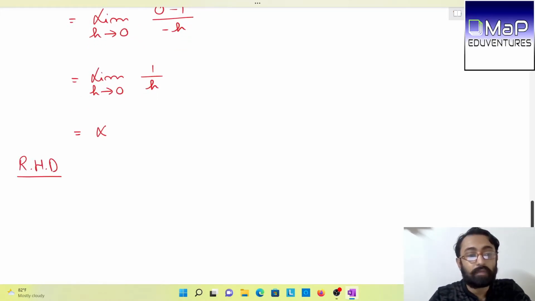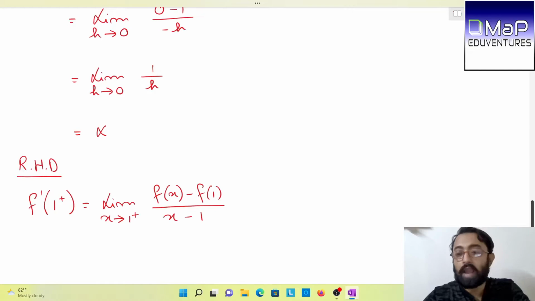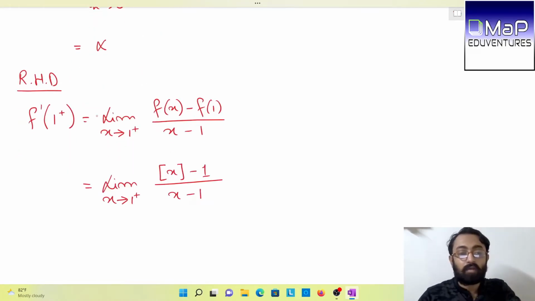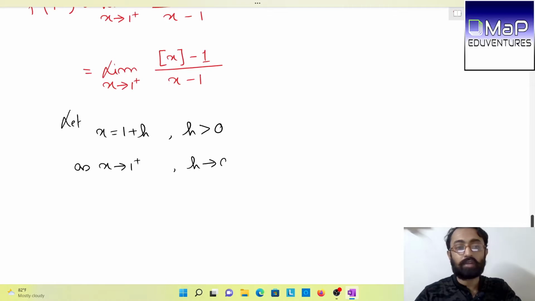Now the right hand derivative. So f dash 1 plus equals limit x tends to 1 plus of f of x minus f of 1 divided by x minus 1. The same formula will be there. Now let us substitute: let x equals 1 plus h, h greater than 0, as x tends to 1 plus, h tends to 0.